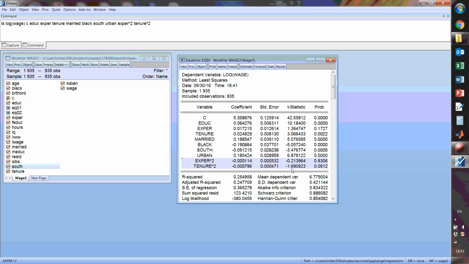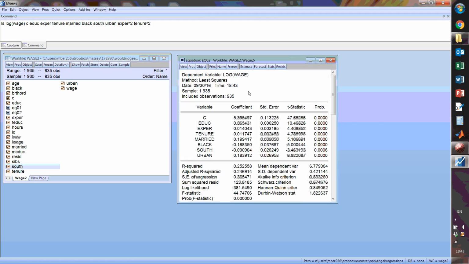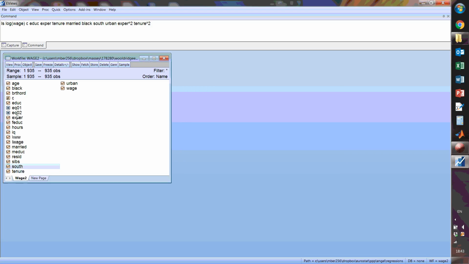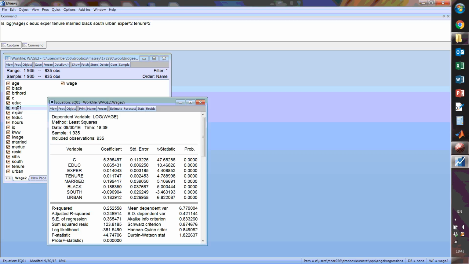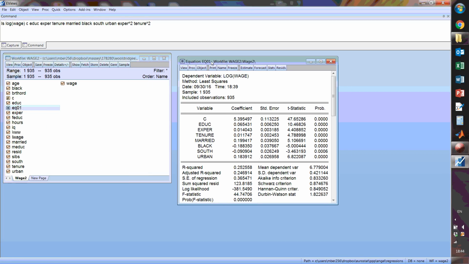So without anything else in our regression, I'm going to exclude these two squares because they are both insignificant. So this is actually just equation 1, I can delete equation 2. With nothing else in our regression, the return to education is around 6.5%, right? 6.5%.